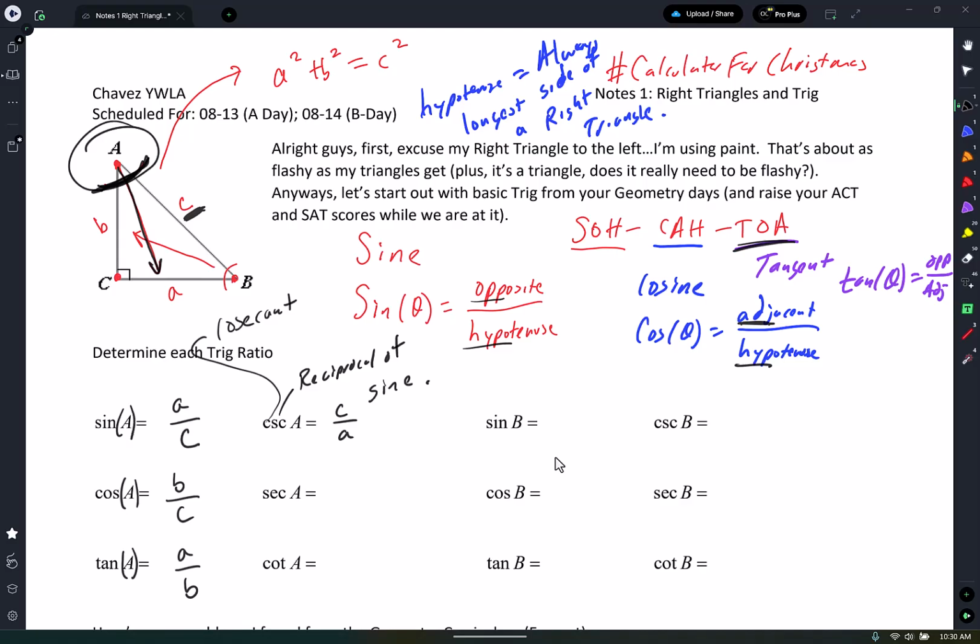C over A. This SEC stands for secant, and it's a reciprocal of cosine. So what's the reciprocal of B over C? C over B.